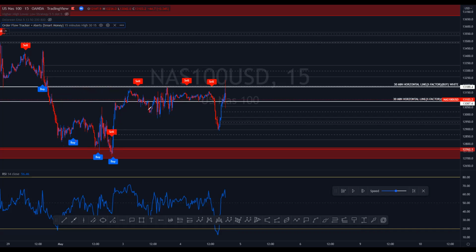Now, you notice with these imbalance moves, when the institutions send price back to fill these orders, these are strong bearish and bullish moves, and they're the most consistent. Can you imagine if you got into a buy here with NAS100 and stayed in and got out of here? You would have made a lot of money. So that's how I actually make consistent profits in the market.